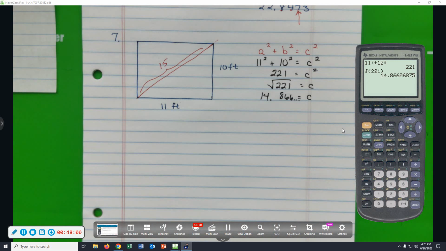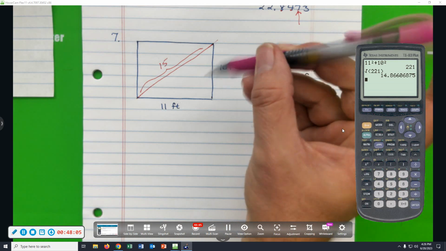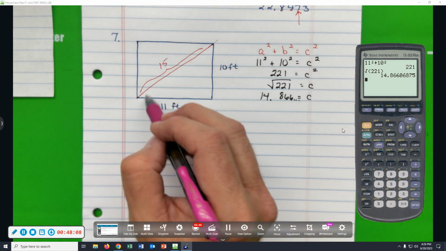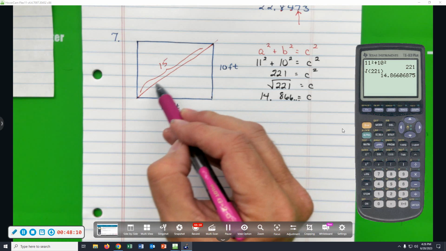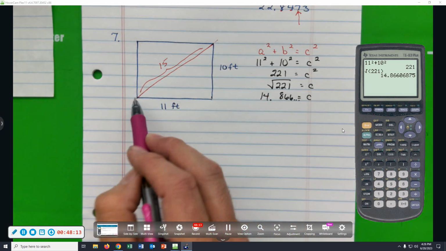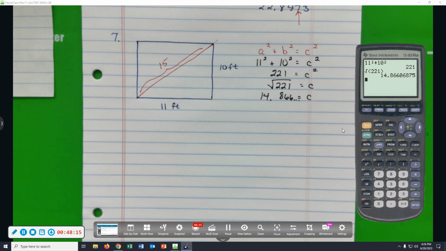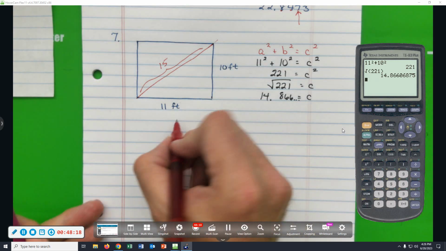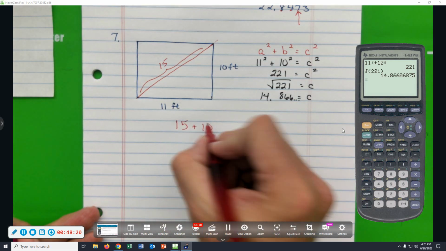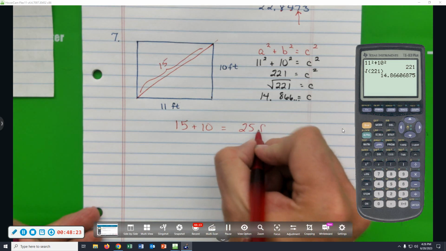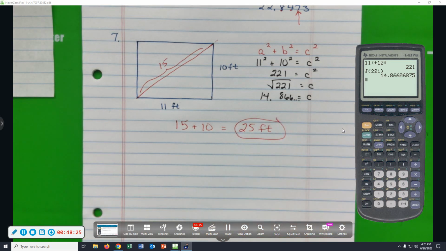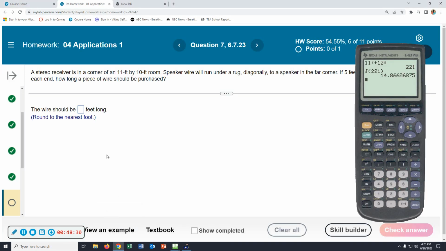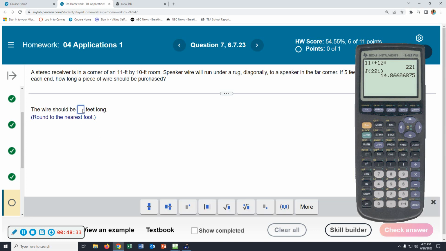But the answer isn't 15 feet. Remember, they said you need 5 extra feet on either end. So the 15 feet is what just goes under the rug, but you have to have 5 feet over here and 5 feet over here. So I'm just going to add that 10 extra feet to get 25 feet. The wire should be 25 feet long.